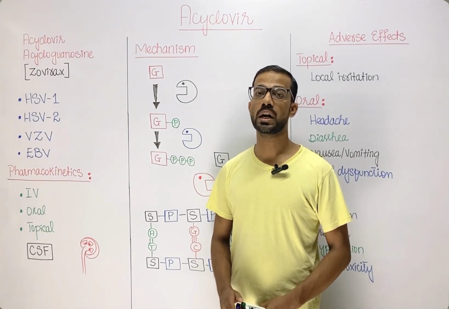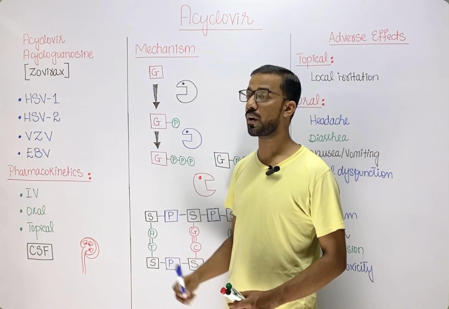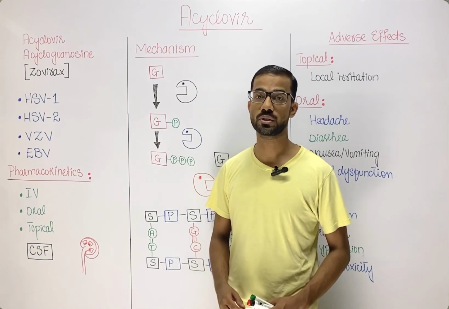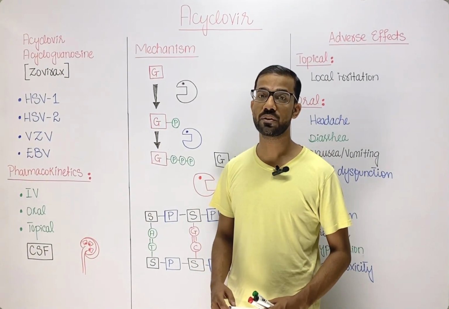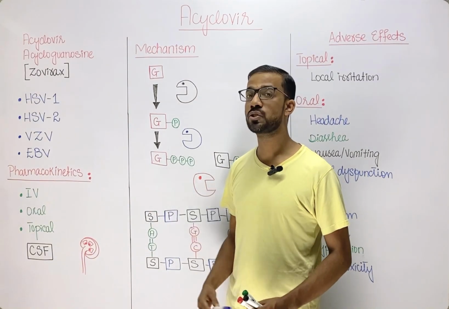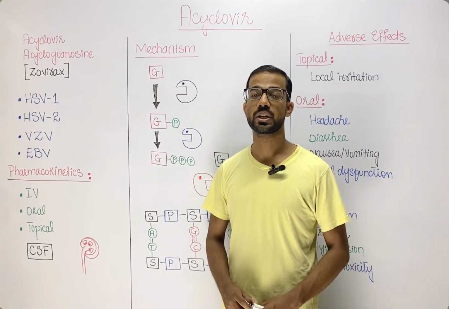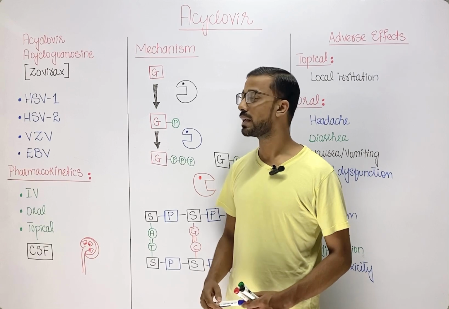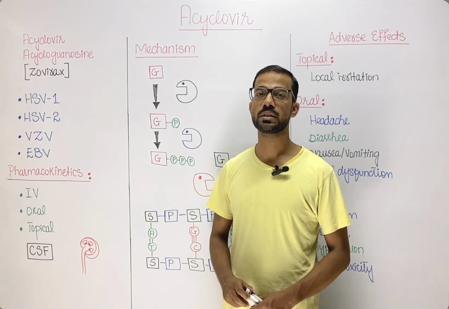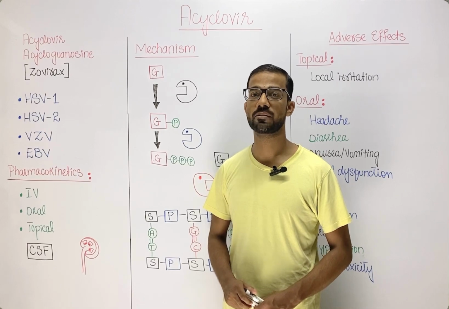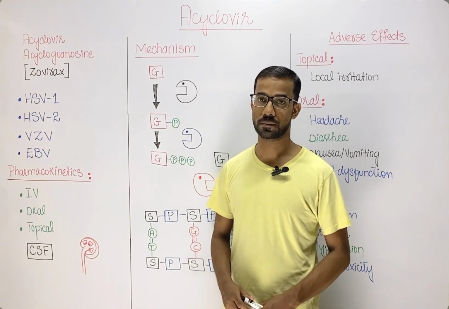This drug is used against the herpes simplex virus type 1 that causes the cold sores, herpes simplex virus type 2 that causes the genital infections, varicella-zoster virus that causes the chickenpox and the shingles, and it can also be used against the Epstein-Barr virus, but it's used against this virus really due to the upcoming resistance.